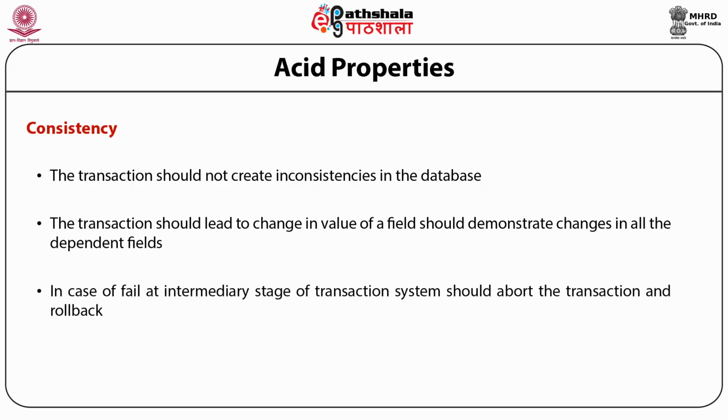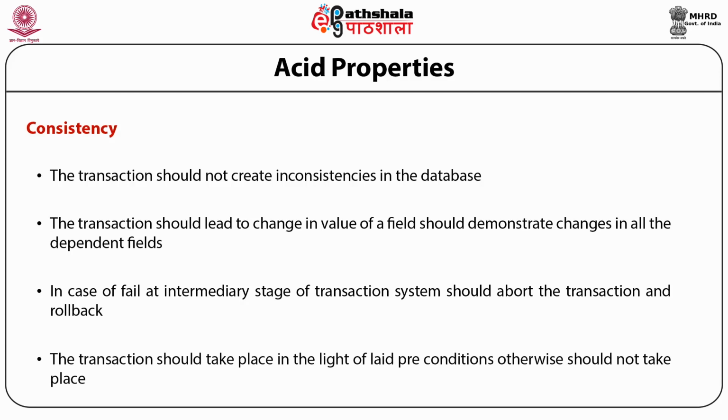In case of failure at an intermediary stage of a transaction, the system should abort the transaction and roll back. It is more or less like atomicity. That means when there is a transaction and in between there is a failure, or any kind of inconsistency, or any kind of mishap, the system should immediately leave the transaction and move to the previous stage. The transaction should take place in the light of pre-laid conditions, otherwise it should not take place.